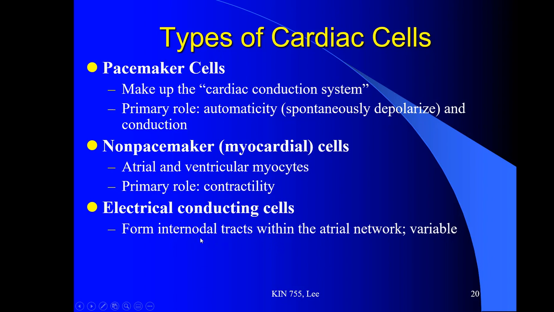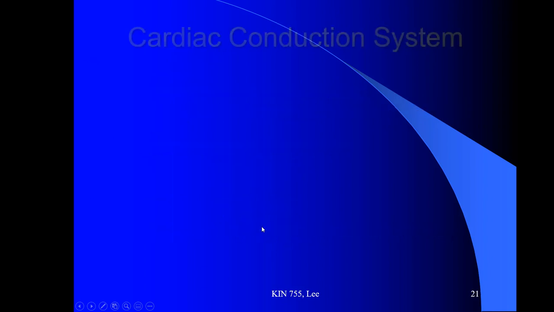And these form these tracks within the heart. And I'll show you those also. So you got pacemakers, which spontaneously depolarize, the non-pacemaker, which are basically the cardiac muscle cells, and then these other conducting cells, which form little tracks within the heart.